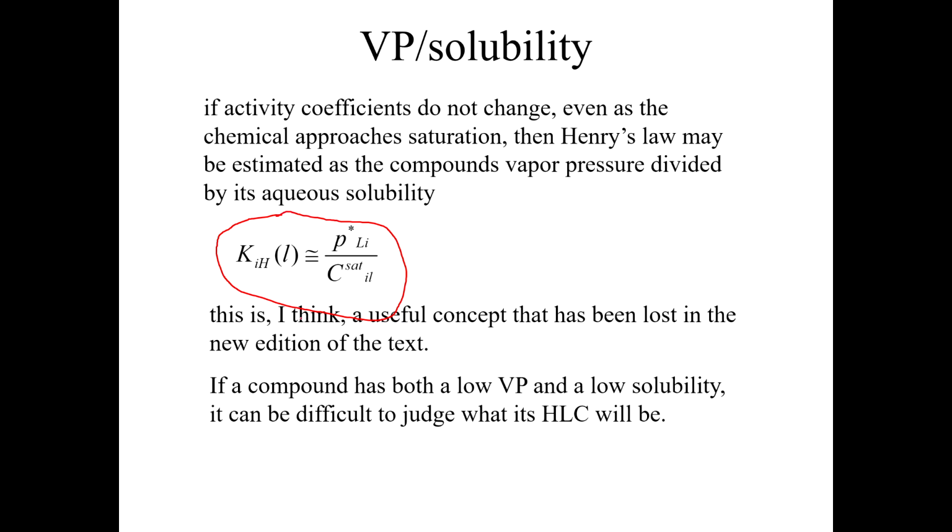So when you do that thought experiment, you say, okay, let's say we have a compound that's quite polar. It's hydrogen bonding. That means that its solubility is high, but its vapor pressure is low, and therefore its Henry's law constant is going to be extra, extra low, like low, low, low. Okay, so that makes sense. But what do you do if a compound has both a low vapor pressure and a low solubility? What is its Henry's law constant going to be? That's a useful thought experiment to do.